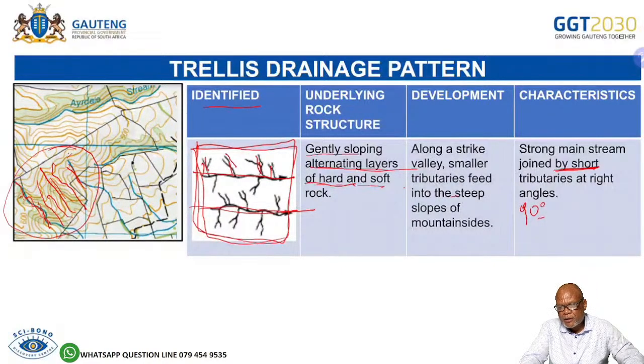And then characteristics, we said the main streams are parallel to each other. Why are they parallel? Because they are following soft rock, hard rock, soft rock, hard rock. Where there is soft rock, we have a valley and a stream. Where you have hard rock, you have a spur and no stream. So that is how they develop. Now let's go to the other type of streams.